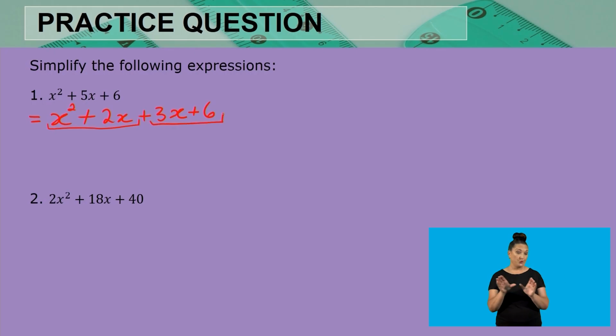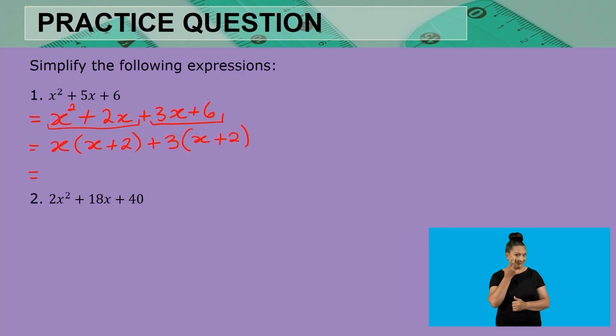Then what are we going to do here? We are going to group these terms into two groups, and in each group we are going to take out a common factor. Let's look at the common factor in the first group. The first group has a common factor of x, and what we are left with in the brackets would be x plus 2. In the second group, because we are adding those terms, we are going to take out a common factor of 3, and we are left with x plus 2.